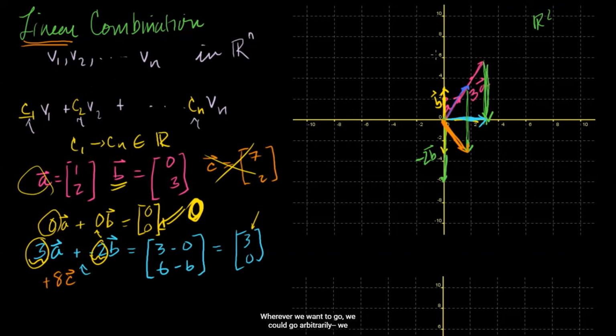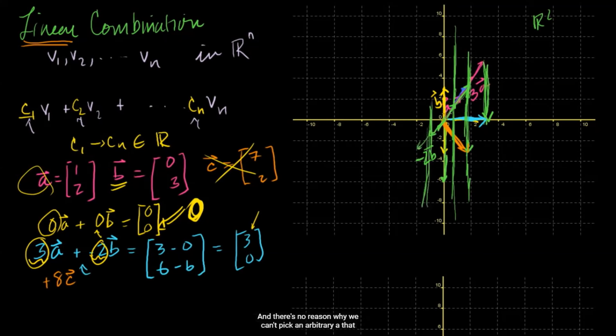Wherever we want to go, we could go arbitrarily. We could scale A up by some arbitrary value. So this is some weight on A. And then we can add up arbitrary multiples of B. B goes straight up and down. So we can add up arbitrary multiples of B to that, so we could get any point on this line right there. Now, if we scaled up A a little bit more and then added any multiple of B, we get anything on that line. If we multiplied A times a negative number and then added a B in either direction, we get anything on that line. We can keep doing that.